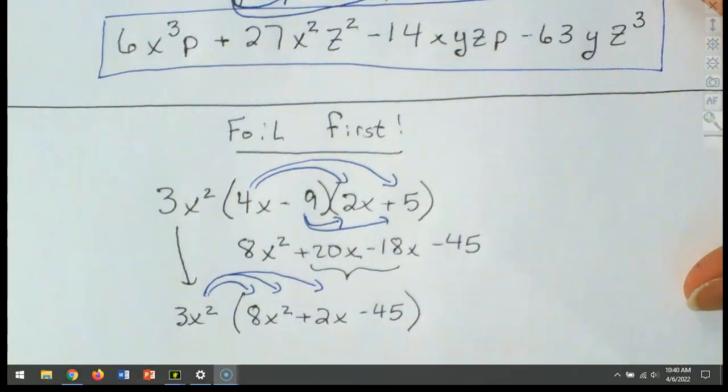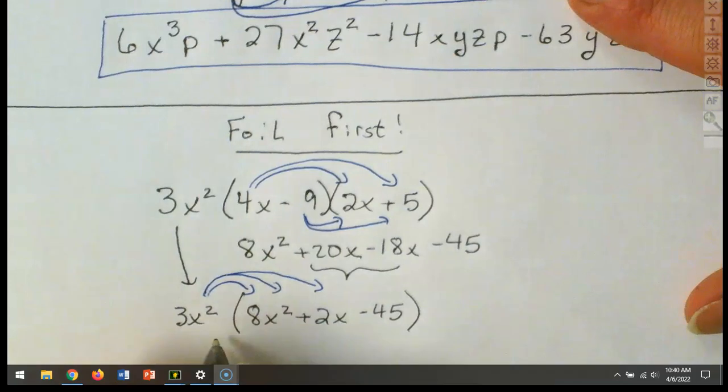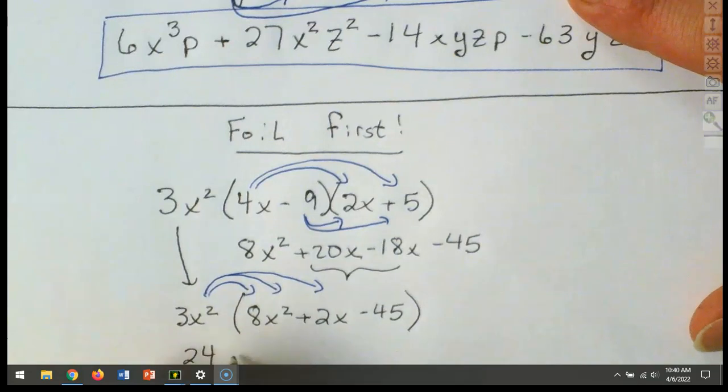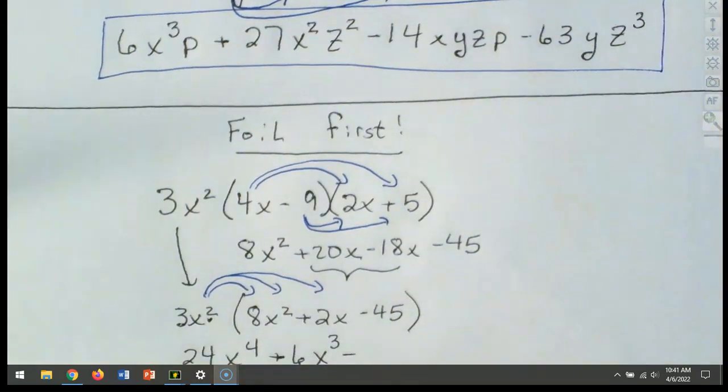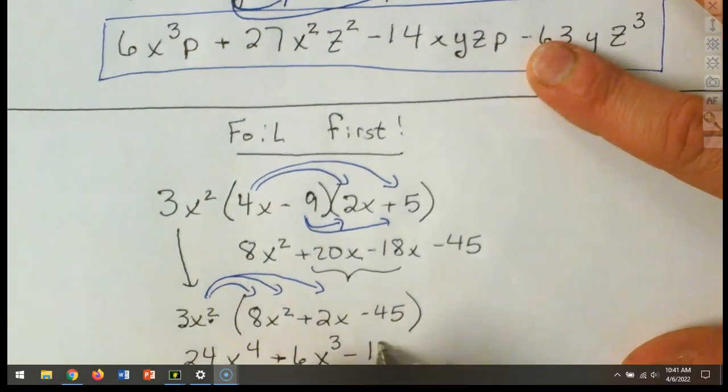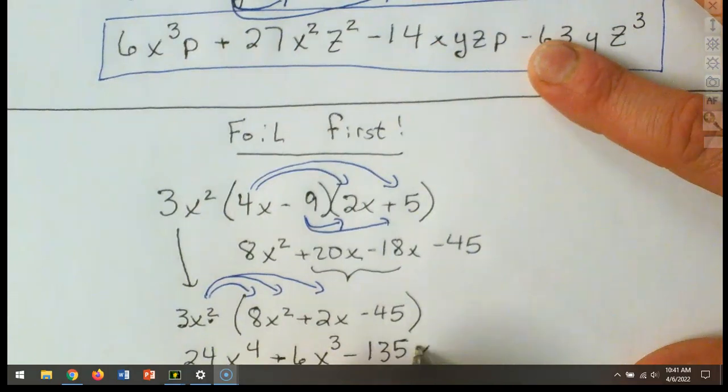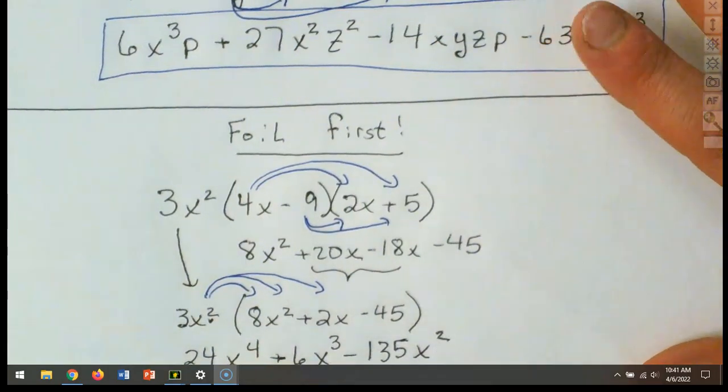The exponents again will add. So we've got that 3 times 8. That's going to make it a 24. X squared, and 2 more makes it x to the 4th. And then 3 times 2, that makes it a 6. We've got 2 x's, add another one, that makes it x cubed. And then we've got a minus, and we've got 45 times 3. That should be, what, 135, I believe. Yep, 135, and it's going to be a negative. So that's a minus 135, and then bring down the x squared.